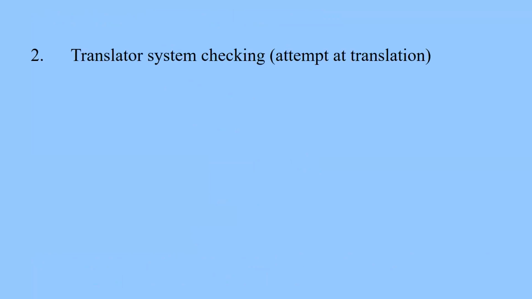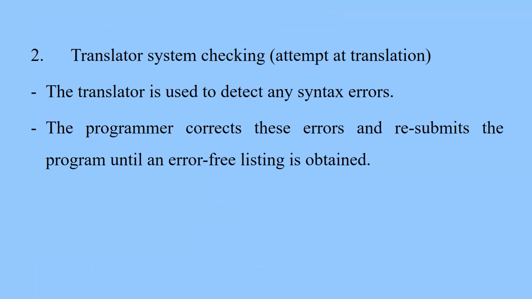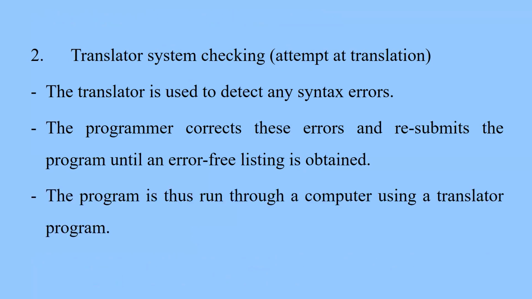The other method of testing or checking errors is what we call translator system checking, attempt at translation. The translator is used to detect any syntax errors. The programmer corrects these errors and resubmits the program until an error-free listing is obtained. The program is thus run through a computer using a translator program. Number 3 is program run with the test data, just testing sample data.